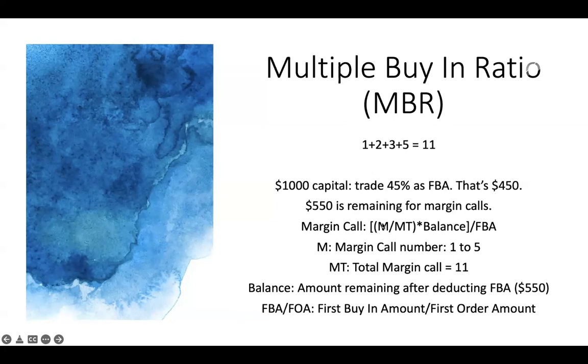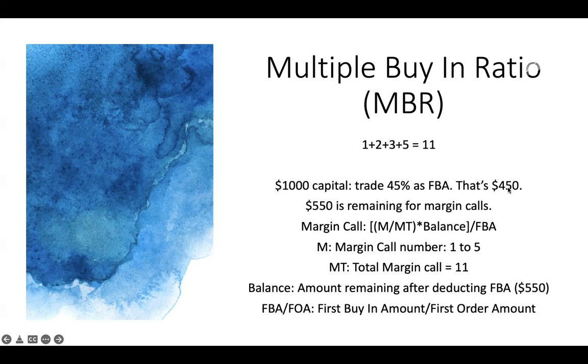The particular margin call position could be 1, 2, 3, or 4, divided by the MT, which is the margin call total, which is 11. So for the first margin call, you say 1 divided by 11, multiplied by the balance, which is 450. That is after taking away the 45% as the first buying amount, whatever is the balance, and then you divide that total result by your first buying amount, which in this case is 450.